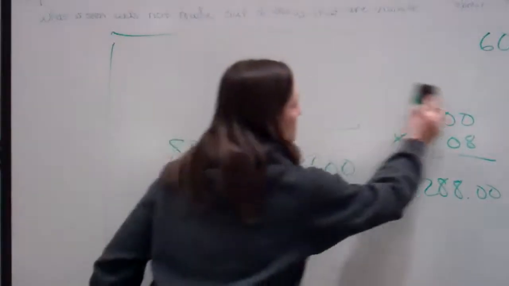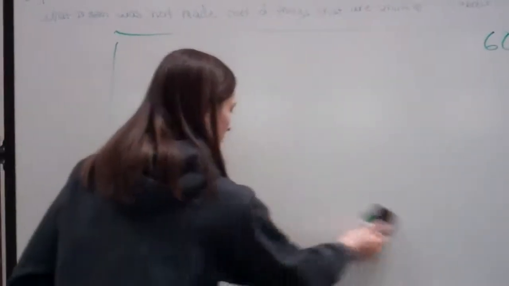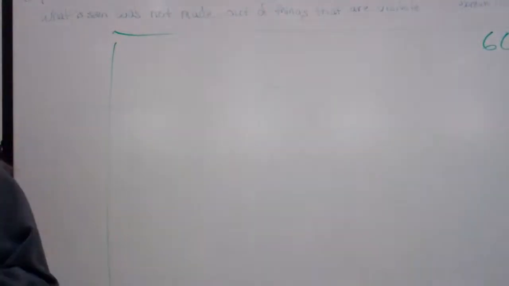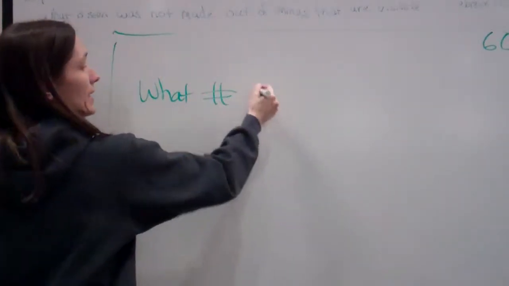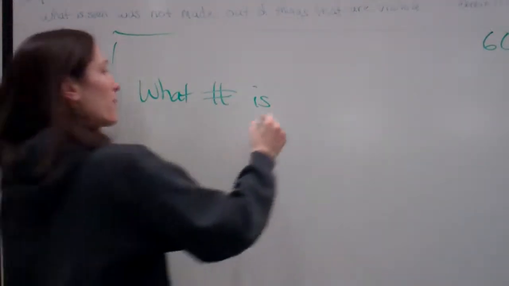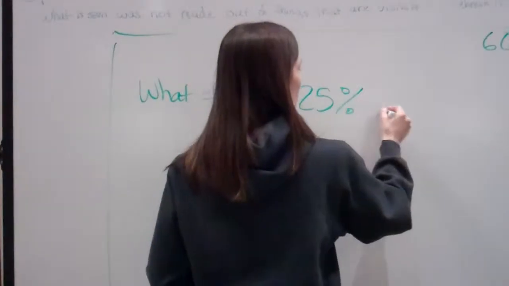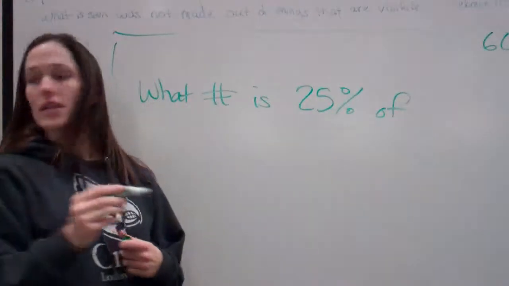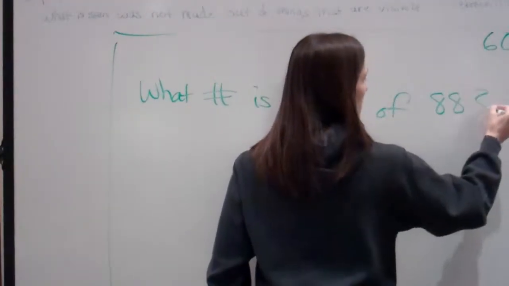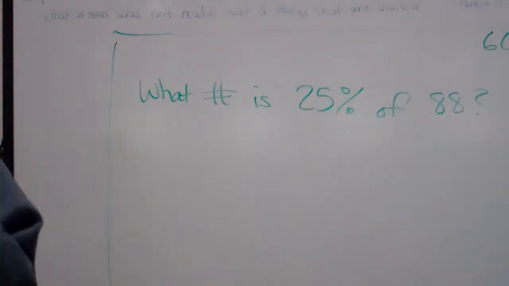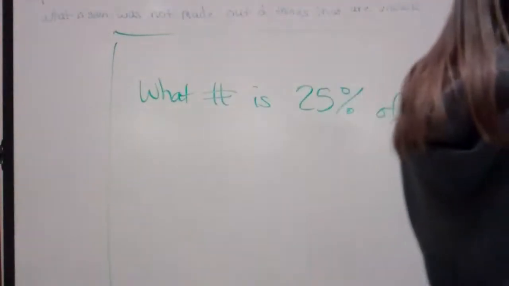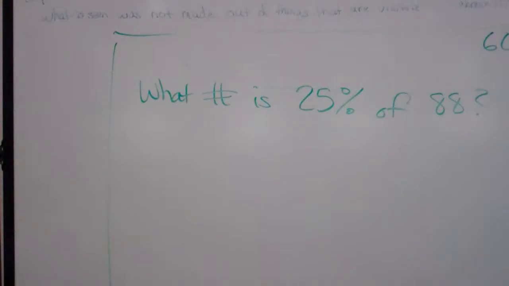Now, last one, and we're done. I'm going to let you do this one on your own. It says, what number is 25% of 88? Okay, how am I going to work that problem? Actually, everybody do it on your paper. What number is 25% of 88? What would you do?